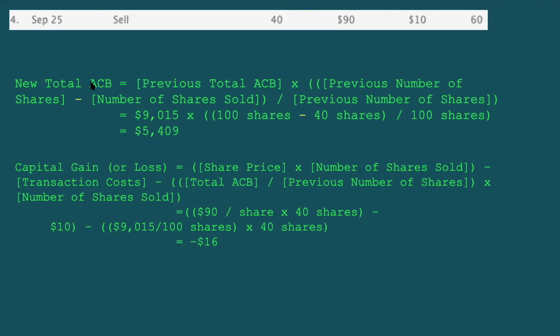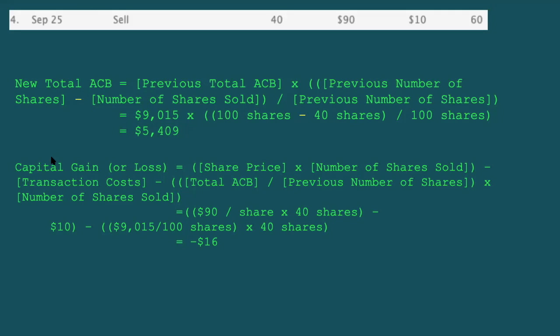So on September 25th, the new total ACB will equal the previous total ACB right there, 9,015, multiplied by the previous number of shares, and previously it was 100 shares, minus the number of shares sold, they sold 40, divided by the previous number of shares, which was 100, and it comes out to $5,409. So that's the new total ACB that we need to keep track of.